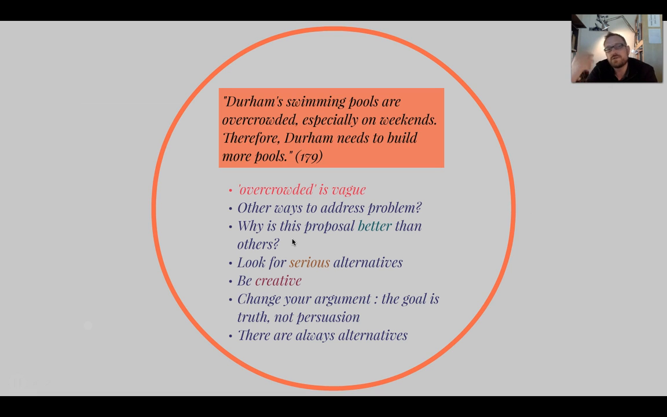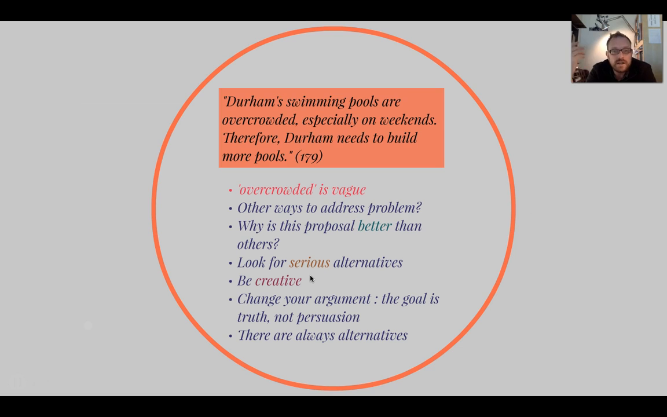So sometimes you have to also be creative and look for different sorts of alternatives that you may have never really thought of. For instance, Durham swimming pools are overcrowded, especially on weekends. So let's go back to my alternative. Well, maybe you should just raise the price. Well, some people may say, yeah, but if you raise the price, then it'll diminish the need of the community for a public swimming pool, right? And so that doesn't seem fair. So maybe you could be creative.